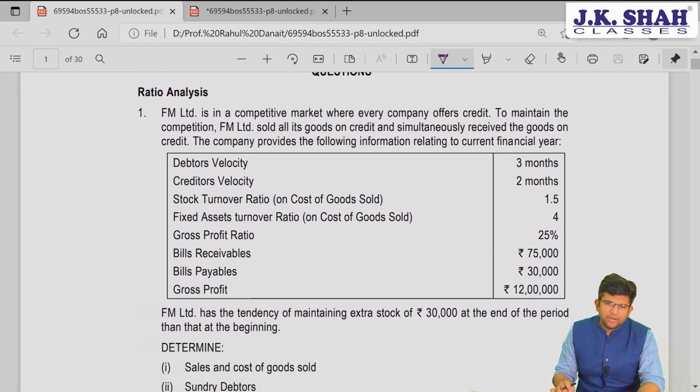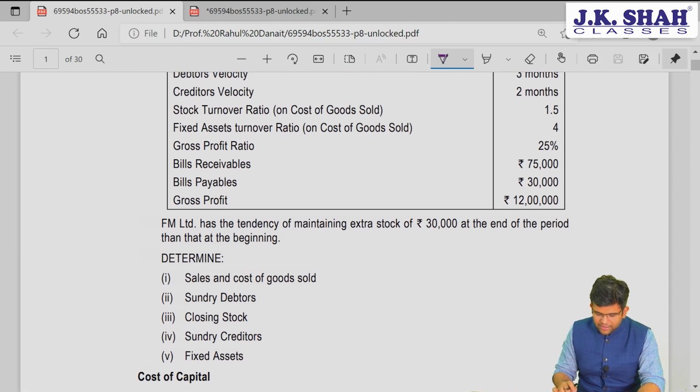The first question, children, is from the chapter of ratio analysis. It is the missing figures question where they have given some data and they're asking you to find these 5 points. Let us go through this question.